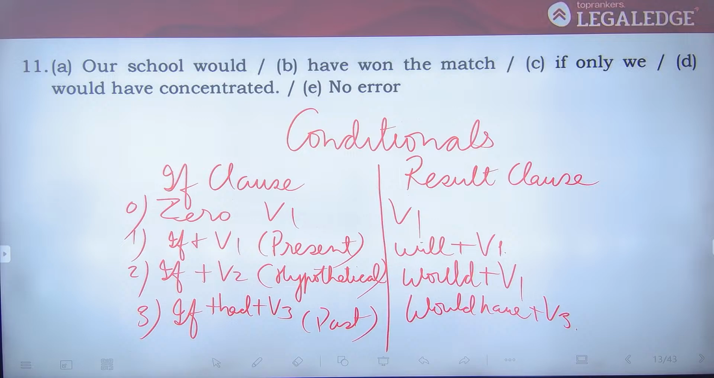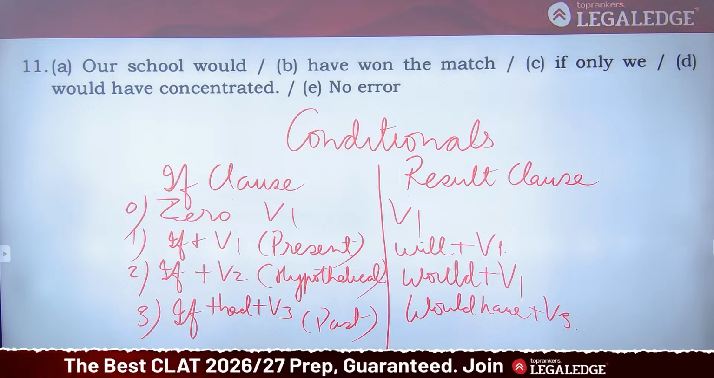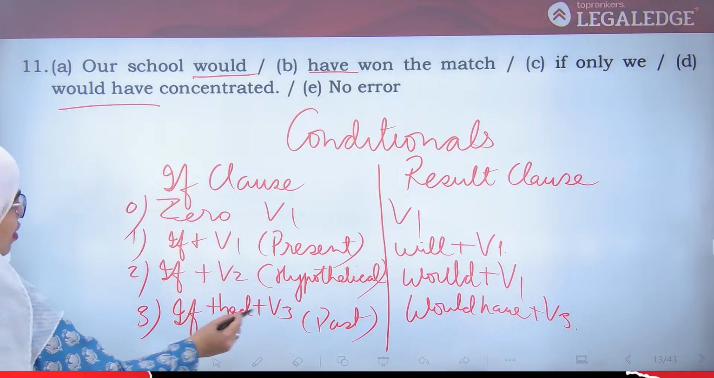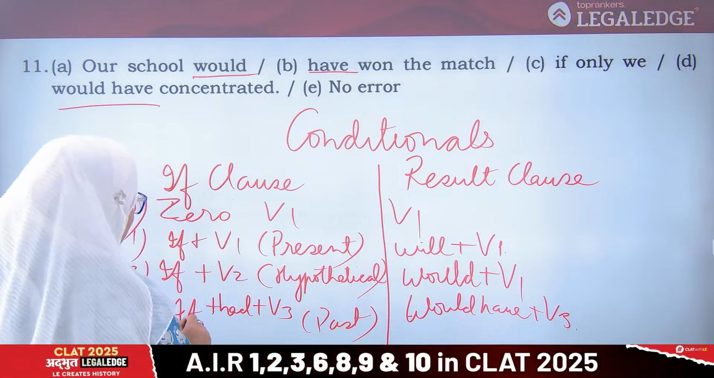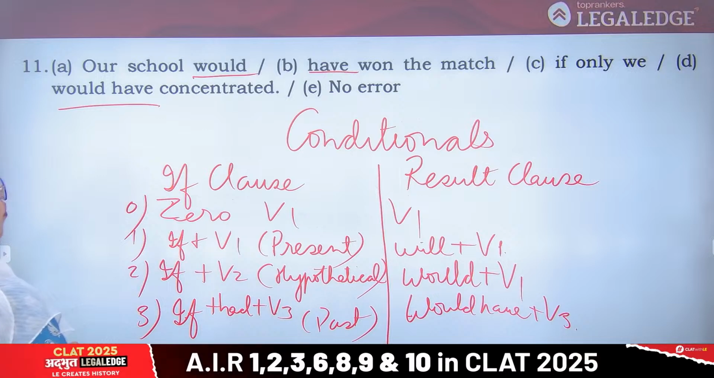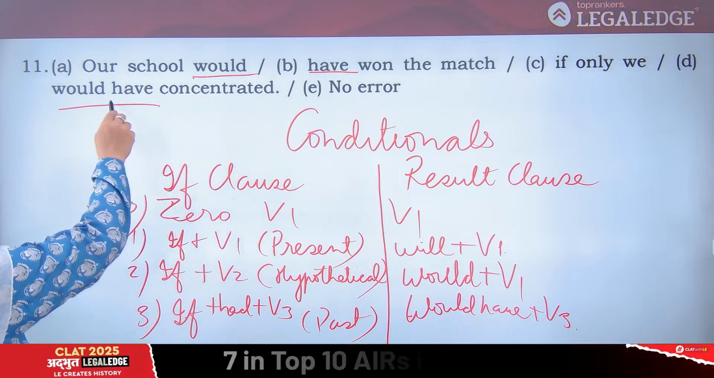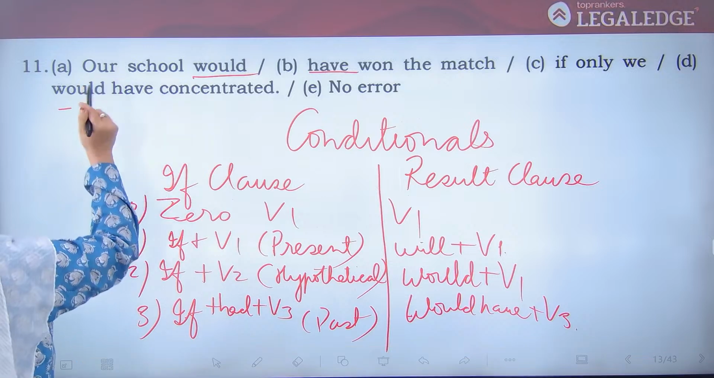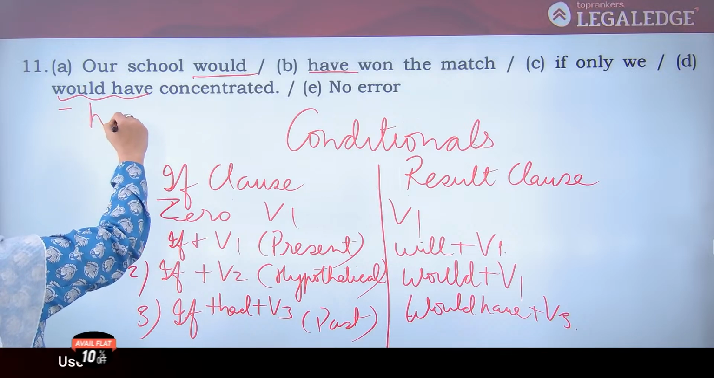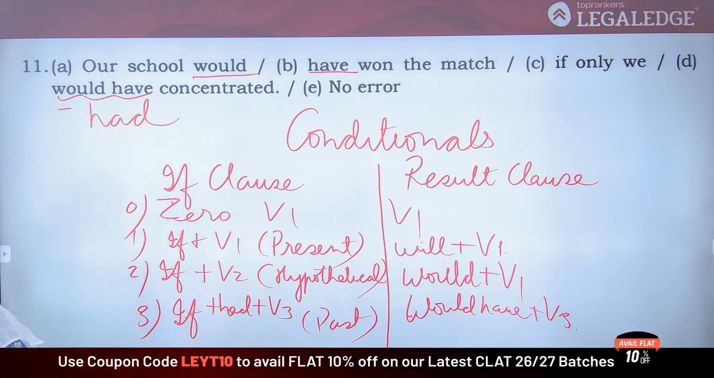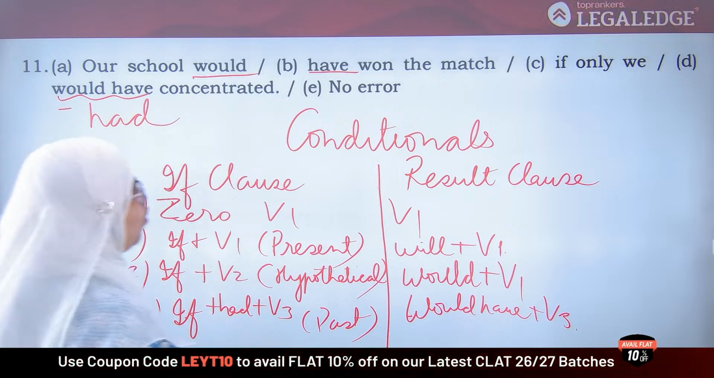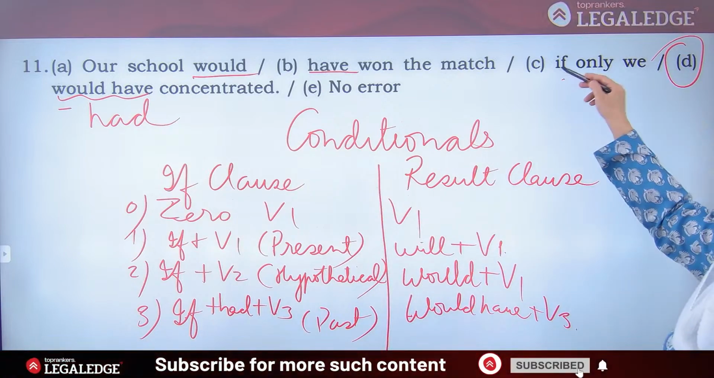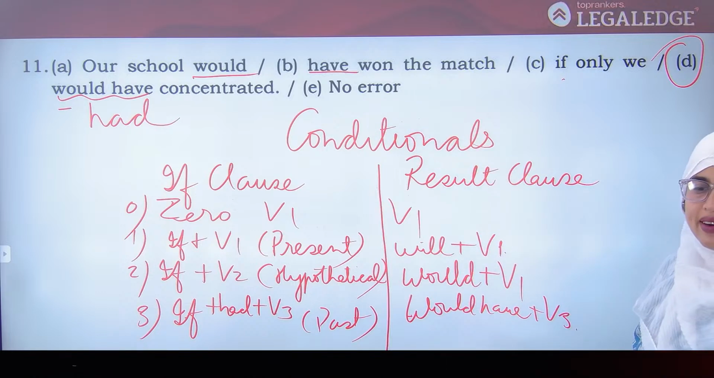So this was a hypothetical condition sentence. Now see, would have on both sides cannot be. In the result, would have will come, with if taking had plus verb third form. So it should have been if only we had concentrated. We had concentrated. So the erroneous part was D in this particular sentence. After if, we had concentrated.